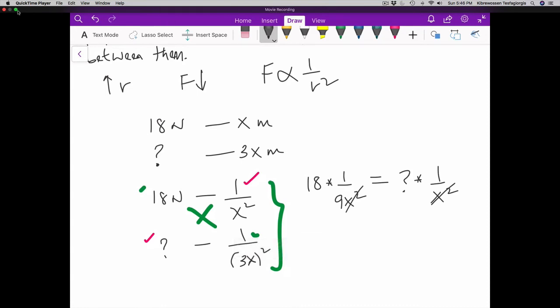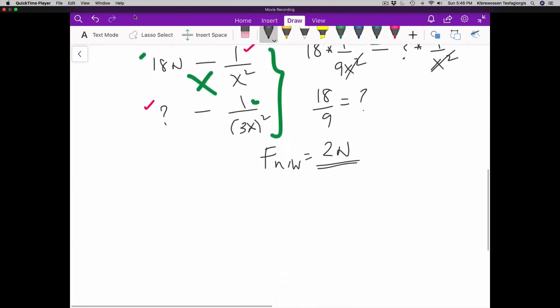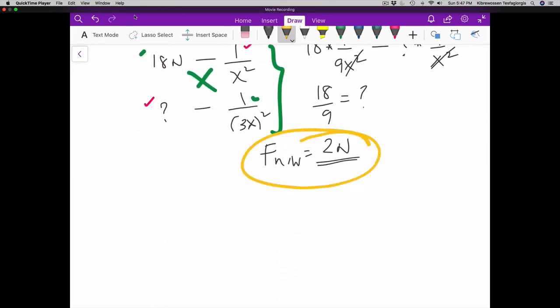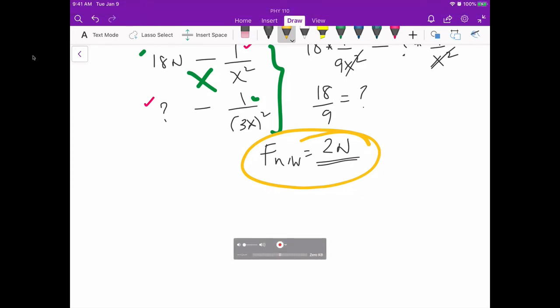If that is the case, then how do you find it? You will end up with 18 divided by 9 is equal to the force that we're looking for. 18 divided by 9 is, of course, 2 Newton. So this is your answer. Your new force is equal to 2 Newton.